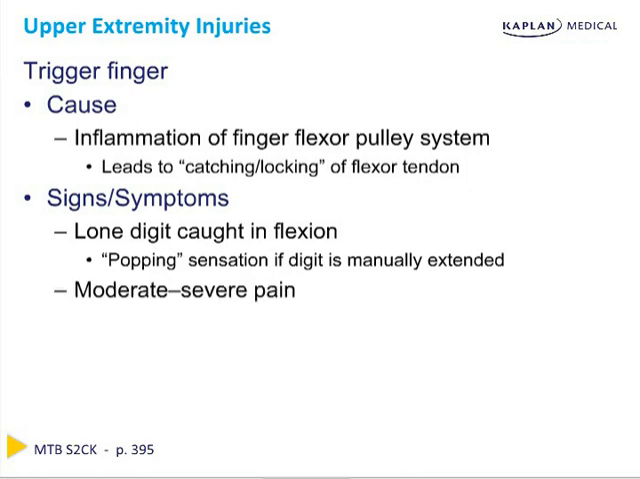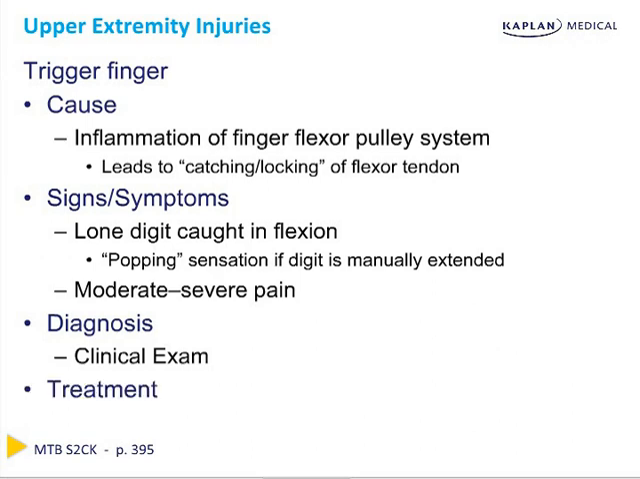These patients also complain of pain in the digit. The diagnosis is made clinically based on the symptoms just described and does not require any additional imaging. Because inflammation is the underlying cause for trigger finger, a local corticosteroid injection is usually all that is required to quiet the inflammation and resolve the condition.